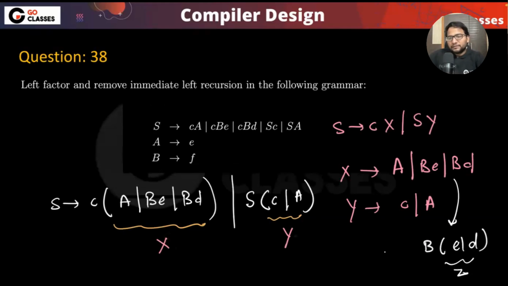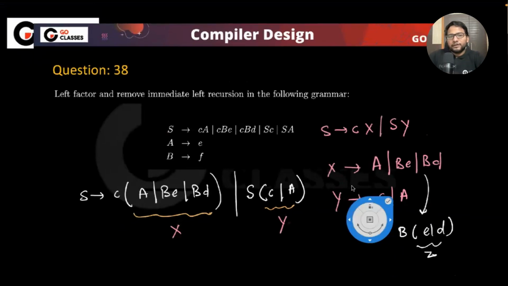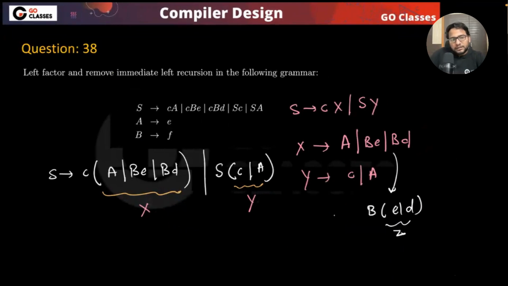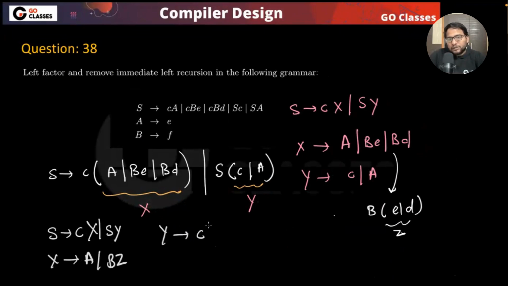So what is the final answer? S is as it is, c X S Y. Then X will be A, and then B, and then Z. That is, A or B Z. And then Y will be small c, capital A, and then Z will be small e and d. Okay. So now it is completely left factored.